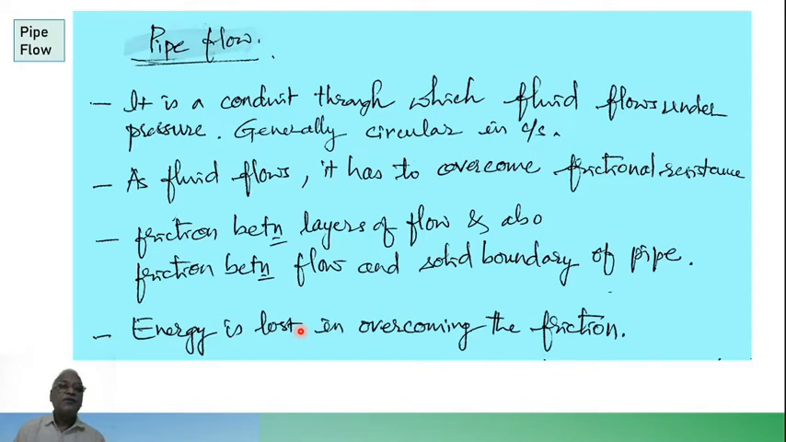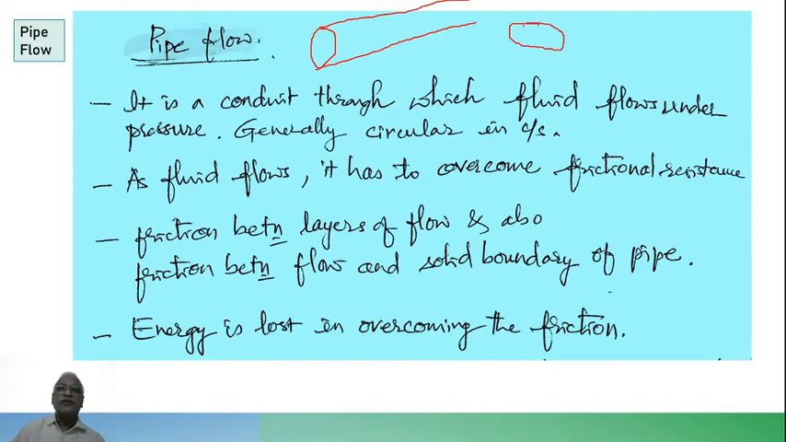Okay, what is a pipe and pipe flow? We'll see that. It is a conduit through which the fluid flows under some pressure, generally circular in cross section. The conduit will have a circular cross section, so that it is a pipe like that, or you can have any fancy shape.